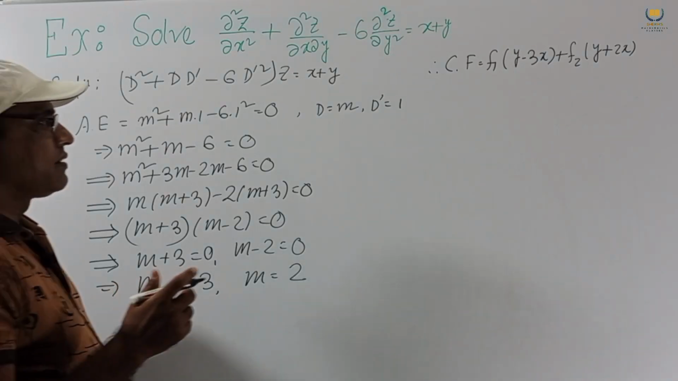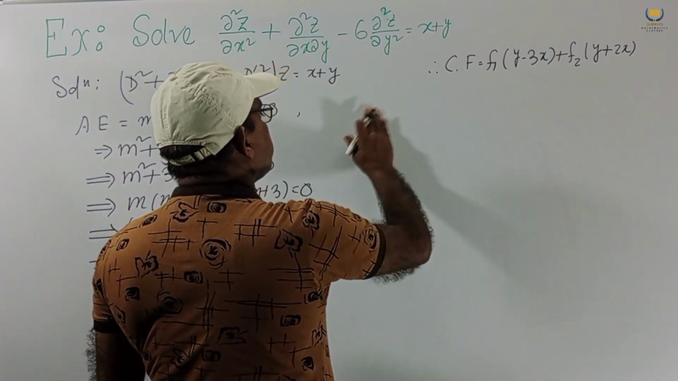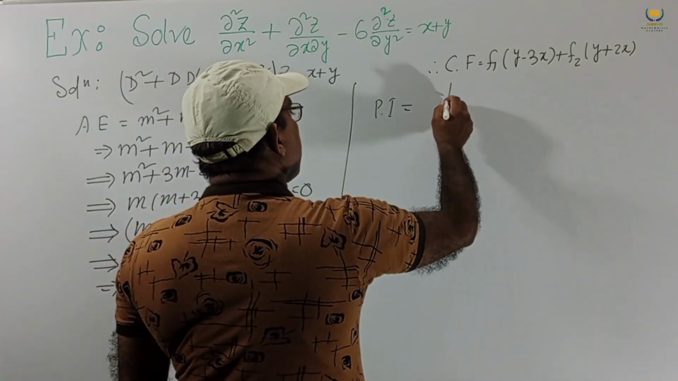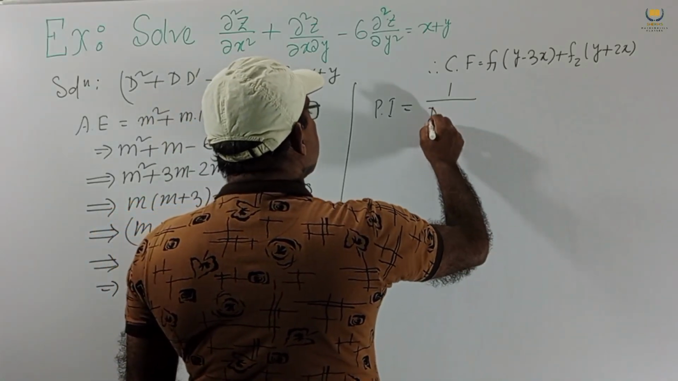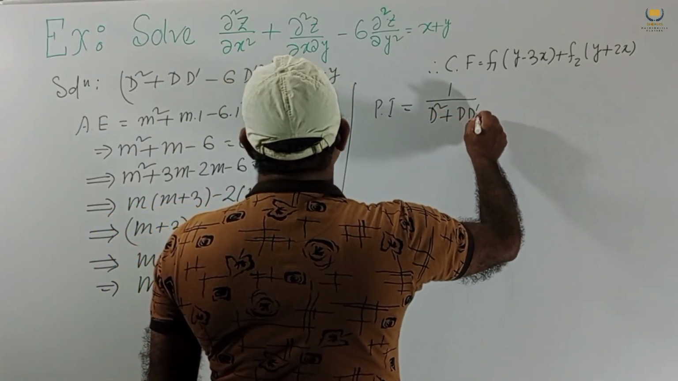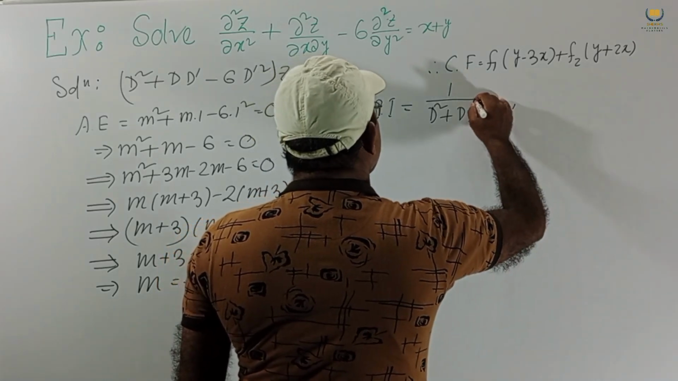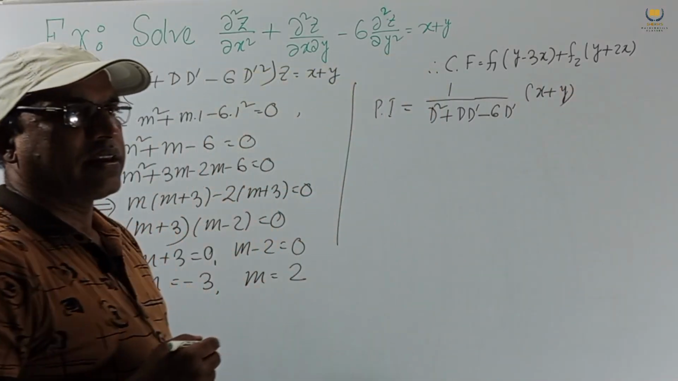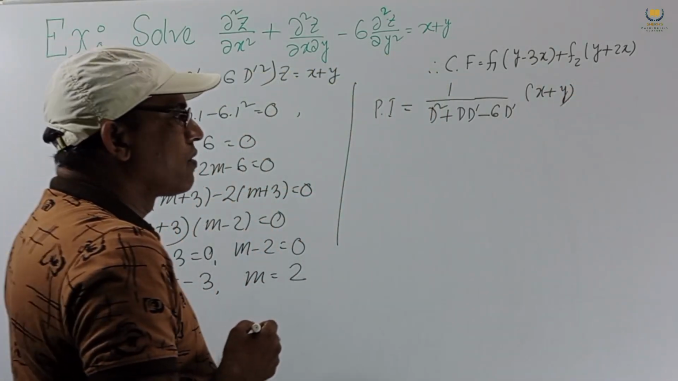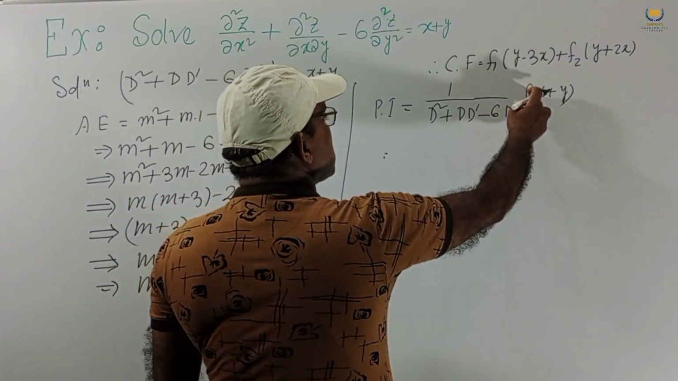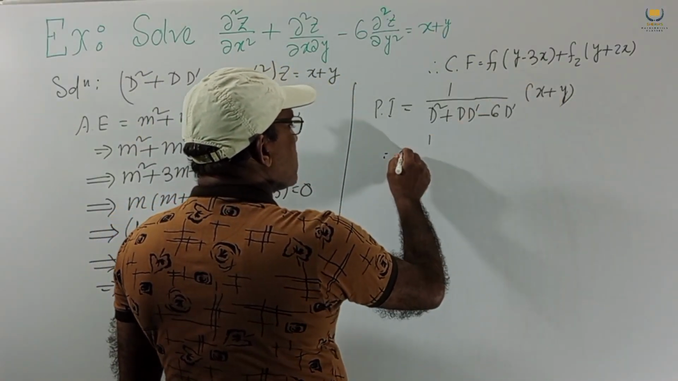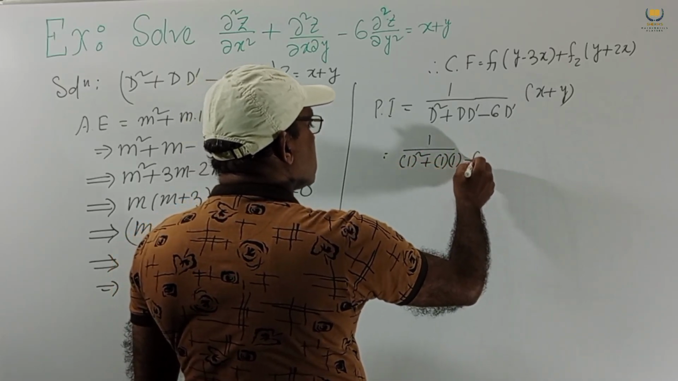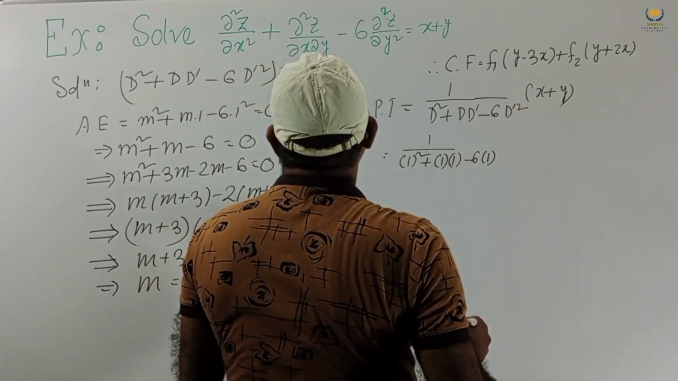Now the particular integral, PI. This is 1 by (D square plus D D' minus 6 D' square) of x plus y. Now, the coefficient of x is 1 and the coefficient of y is 1. In place of D we put 1, and in place of D' we put 1, so 1 square plus 1 into 1 minus 6 into 1 square.